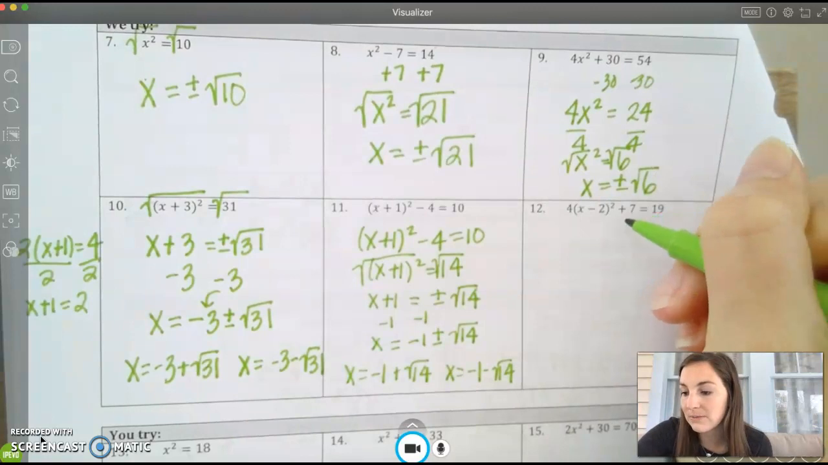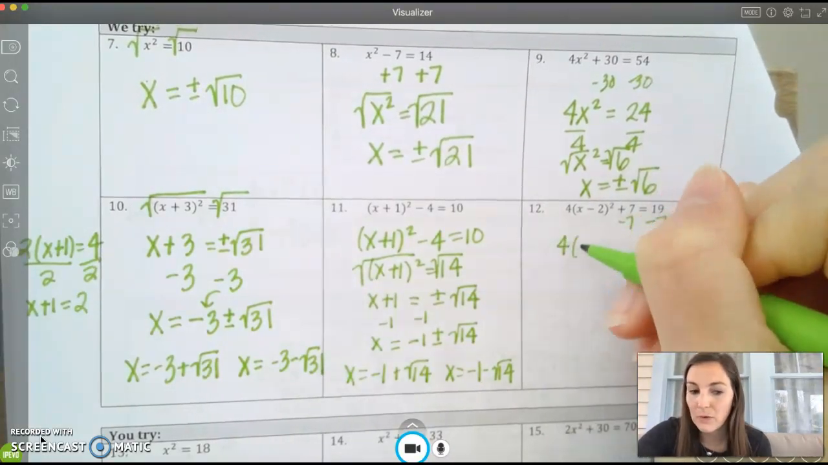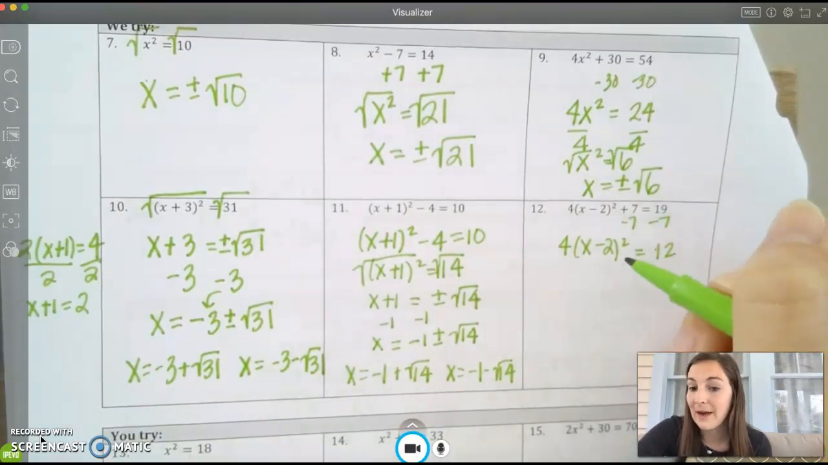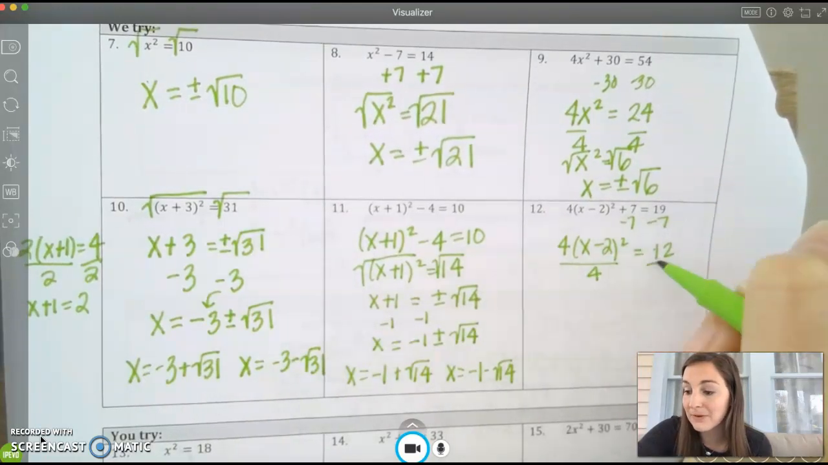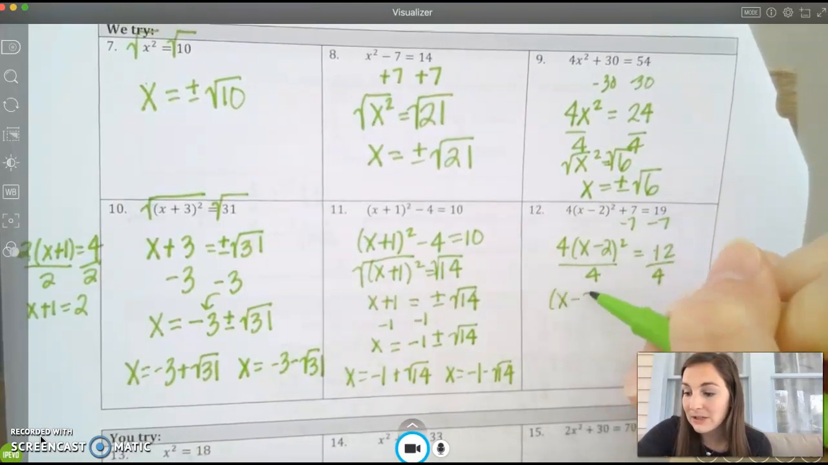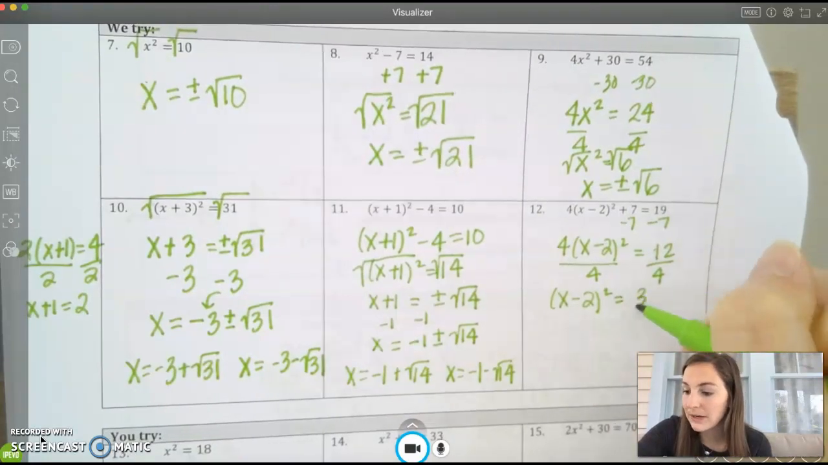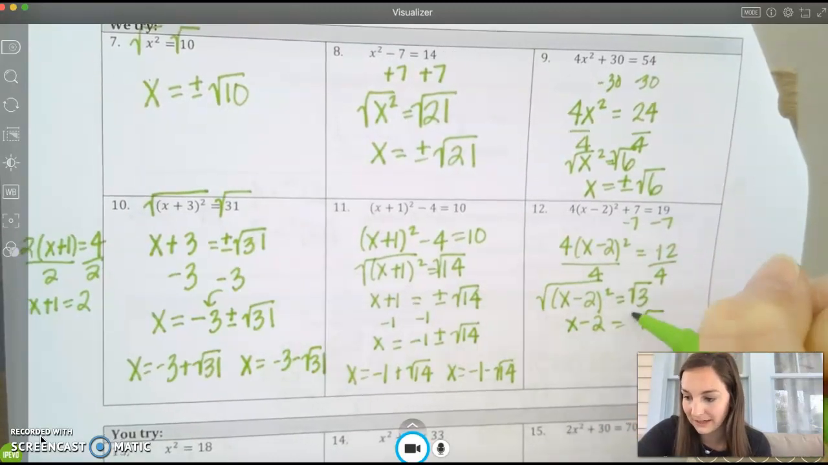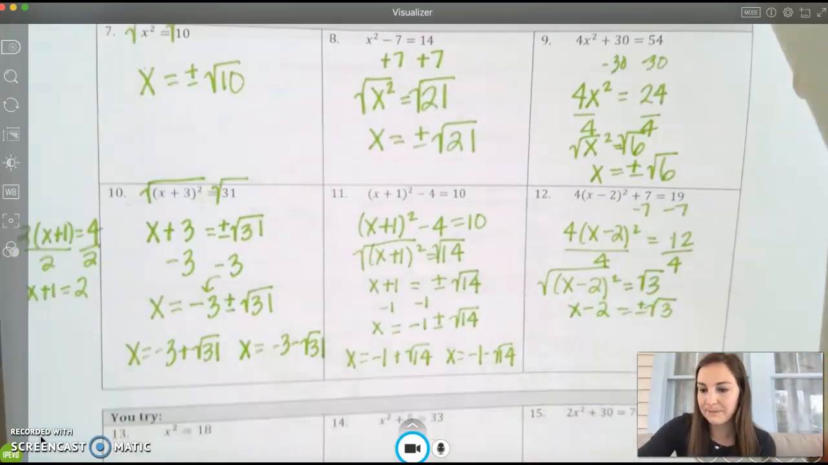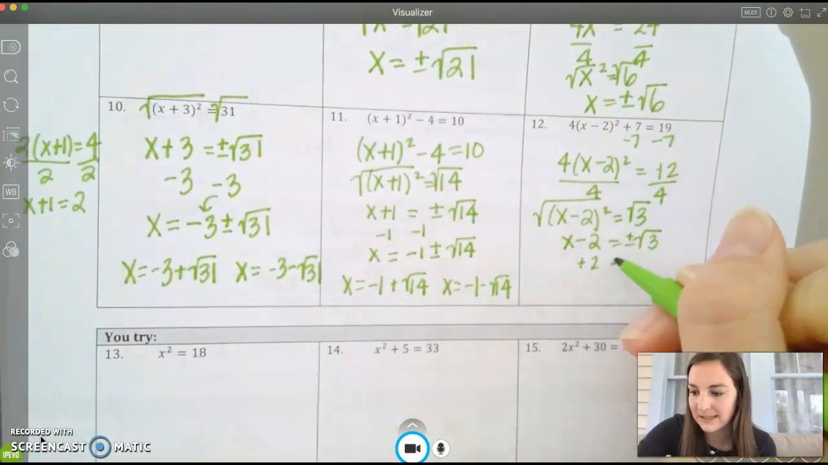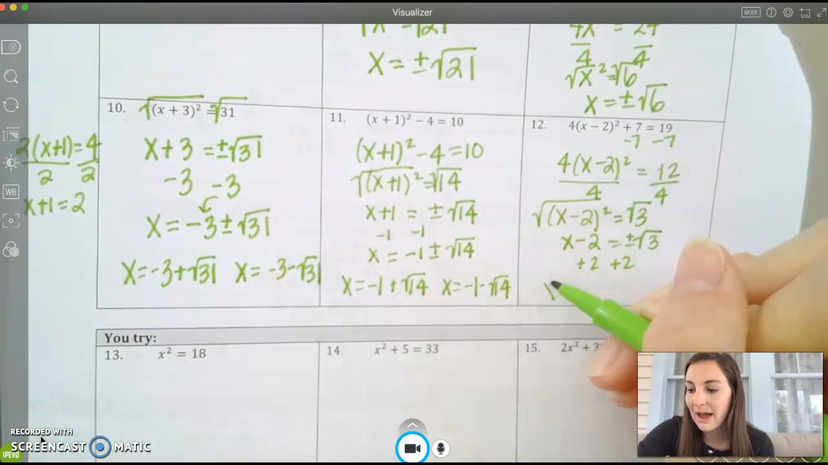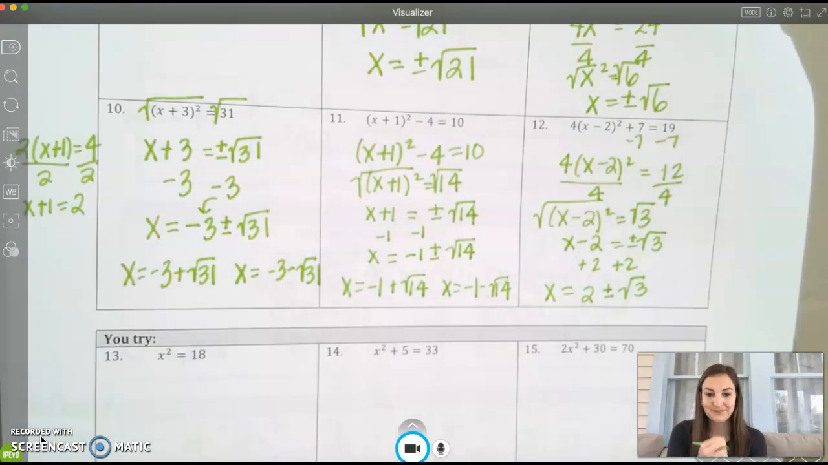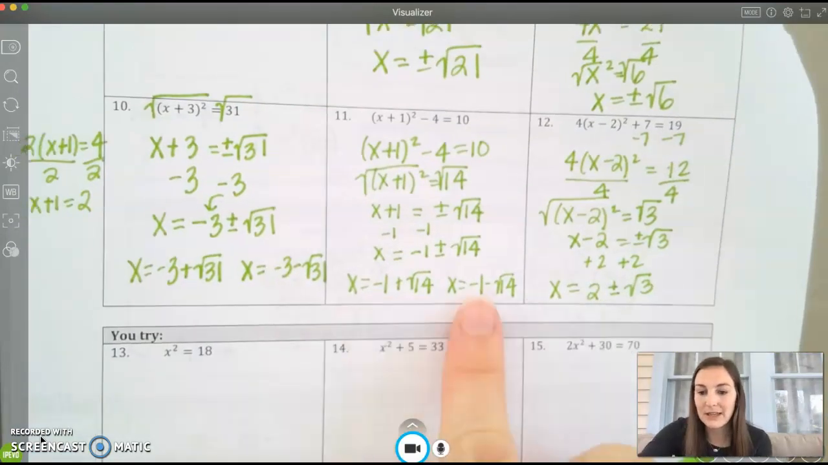Okay, last one here, we're going to subtract 7 on both sides. So we have 4 times x minus 2 squared equals 12. Now we still don't have this term by itself, so we have to divide both sides by 4. So we have x minus 2 squared equals 3. I take the square root of both sides, so x minus 2 equals plus or minus the square root of 3. My last step to get x by itself is I add 2. So x equals 2 plus or minus the square root of 3. Again, we can write that out as two answers.